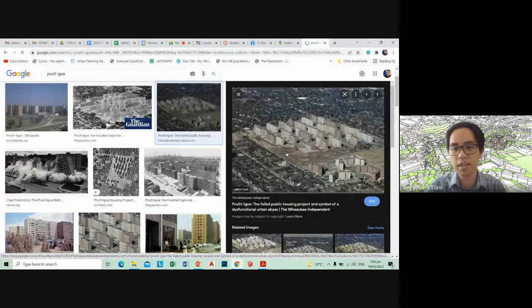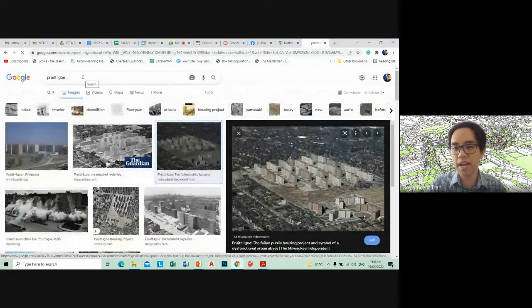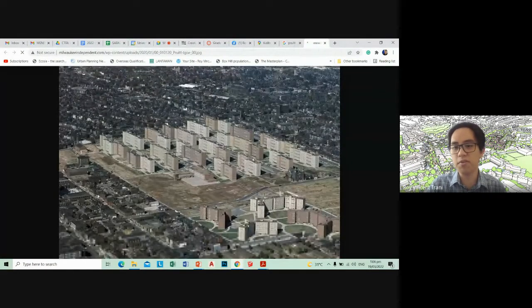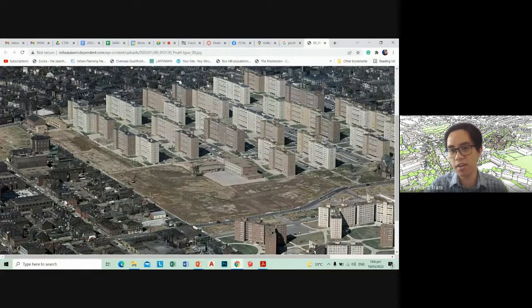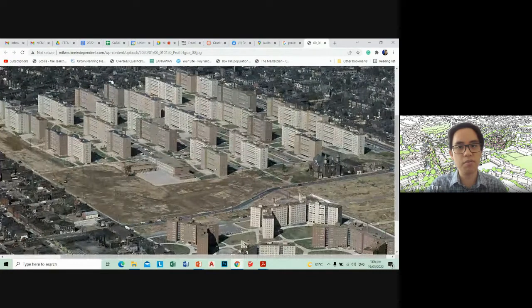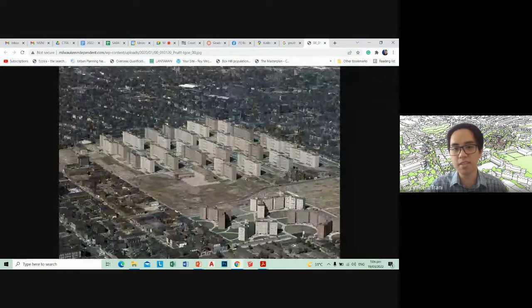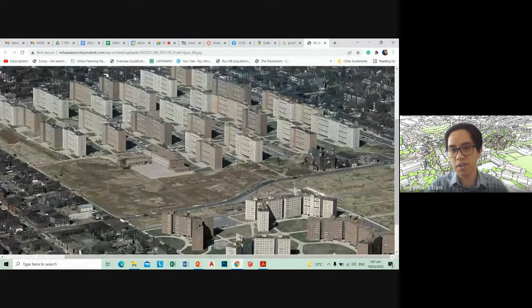This is more closely related to urban design now because we're talking about housing. This is called the Pruitt-Igoe housing project in the US, famously known for being a failure. Notice these are about 11 stories tall, and there are several of them, about 24 or 25 buildings. They have their own school, their own open space, and even a church over here.